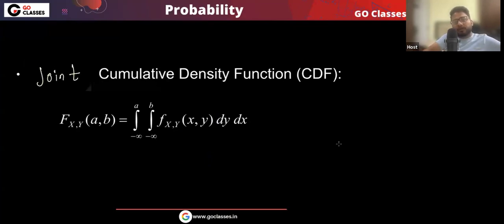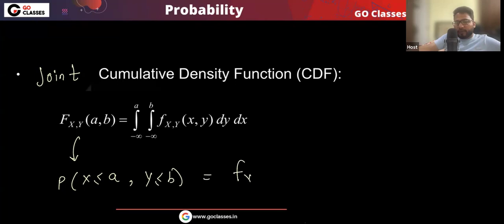So suppose the joint PDF is given to you. Then the CDF, do you remember? The CDF is always the probability of x less than or equal to a, always from the start, which means from minus infinity to a, and y less than or equal to b. So this is capital F of x, y at a, b.